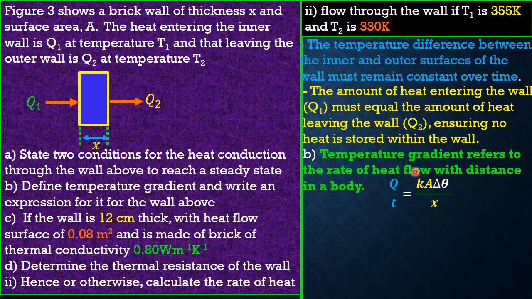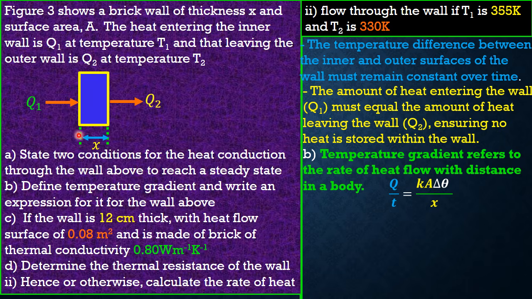Delta theta in this case is simply the difference in temperature. Then X in this case can be the thickness, or it can still be the length of the wall. It depends on how heat flows. In this case, heat flows horizontally, so our X is simply the thickness of the wall. But assume a case where heat flows vertically. Then our X in this case is going to be the length of this wall.